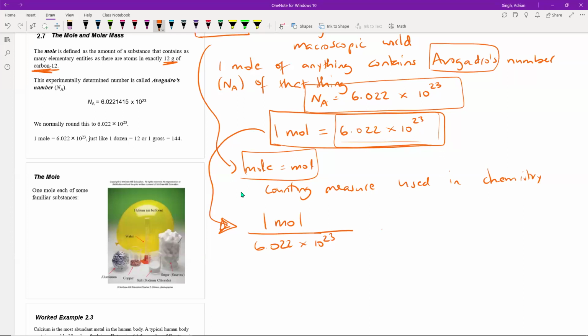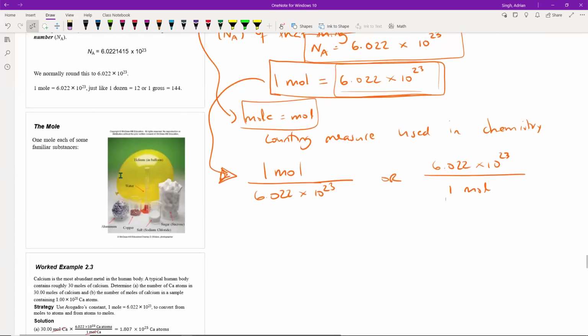And I can flip it to get the other conversion factor. Okay, so this is no different than the technique we used when we converted centimeters to meters or whatever, except now we're looking at moles. Okay, but the technique is the same. So let's take a look at a specific example. Let's say that we're told that a typical human body contains 30 moles of calcium. Determine the number of calcium atoms in that sample.